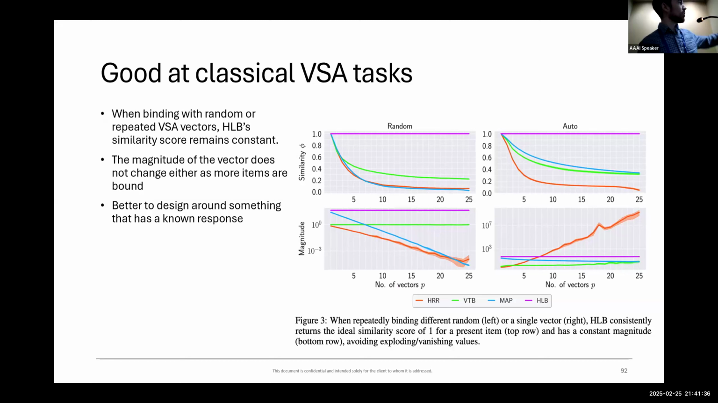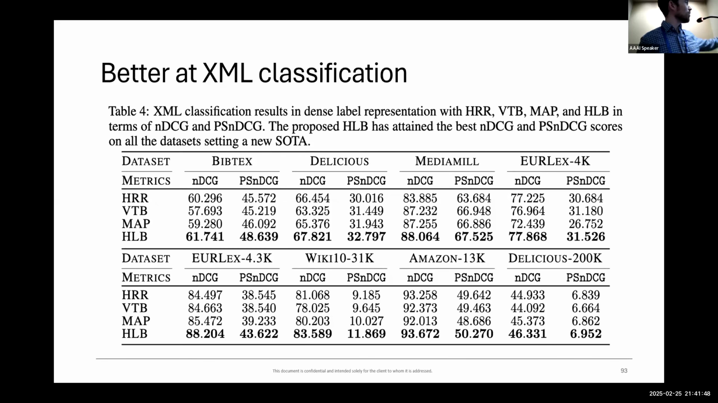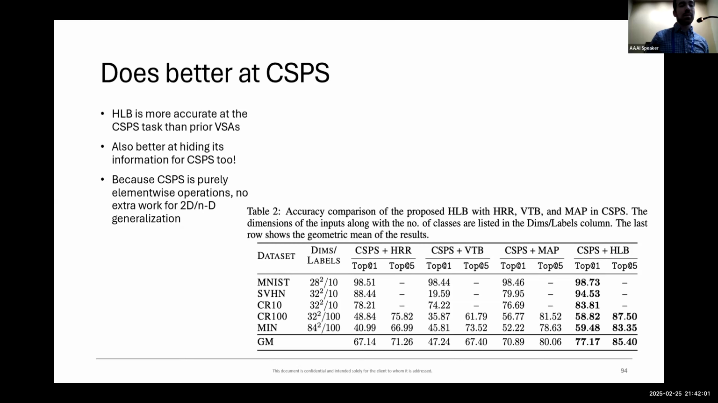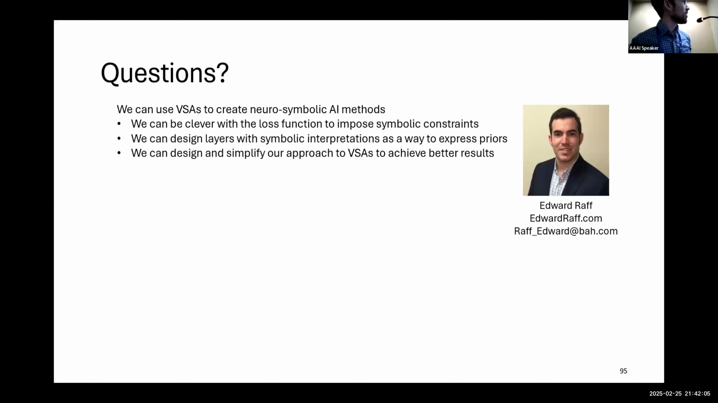So here are plots of a bunch of classical VSA tasks, and we generally see our HLB, the Hadamard derived approach, performing quite well compared to alternatives. And then we redid our XML experiments and others with our new approach. And we again see that it does better in deep learning applications as well.